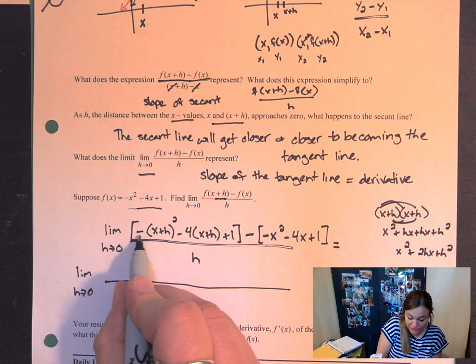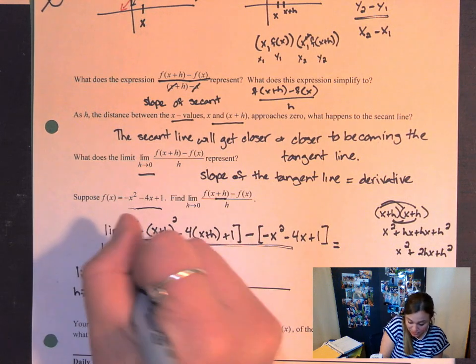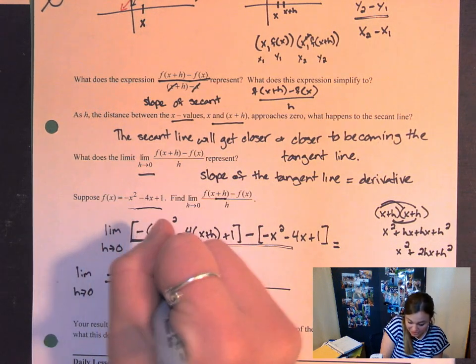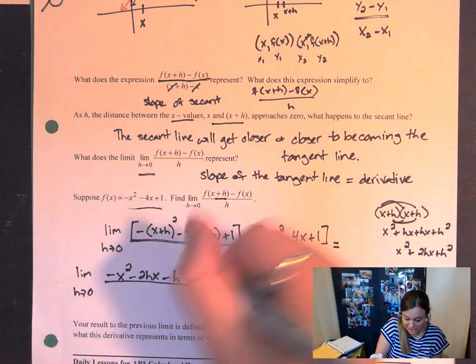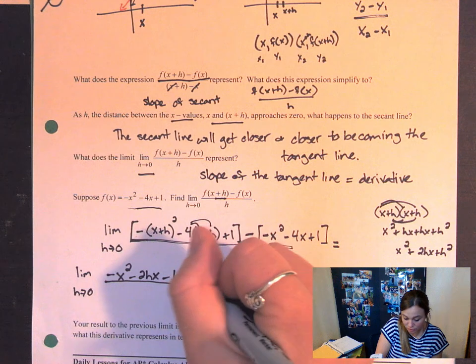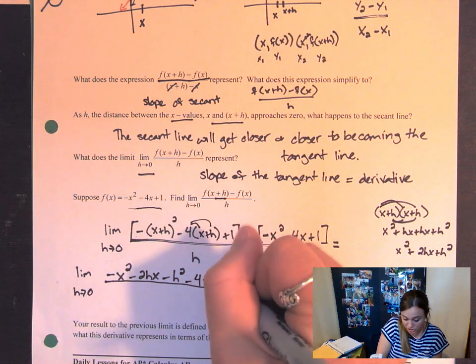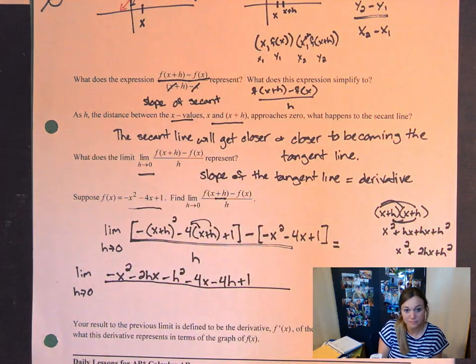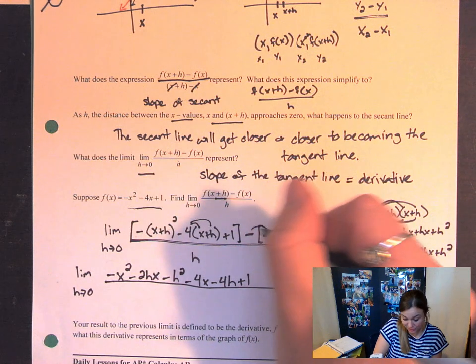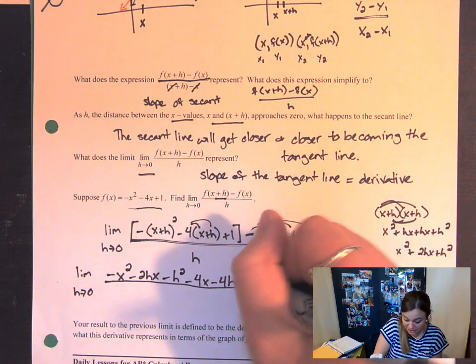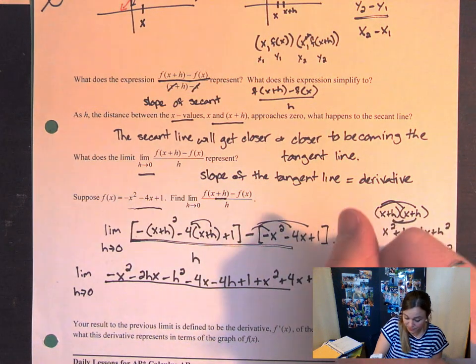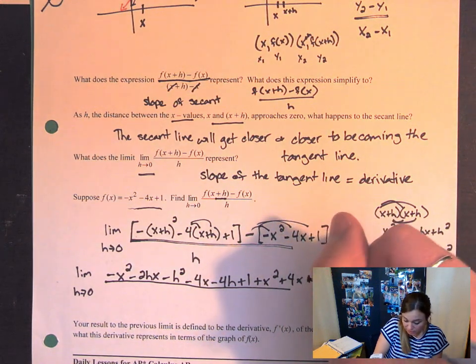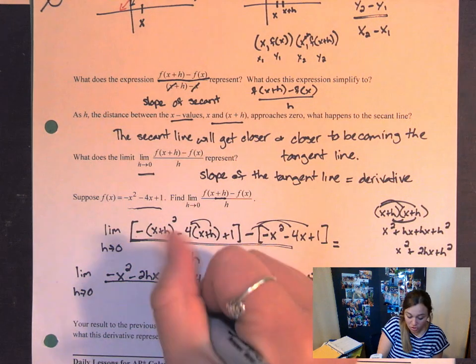And this is all negative, so I'm going to make it negative x squared, negative 2hx, negative h squared. I'm going to distribute this negative through here, so I've got negative 4x minus 4h plus 1. I'm going to distribute this negative through to all of these terms, so I've got plus x squared plus 4x plus 1. Oh, I'm sorry, minus 1. There we go. All over h.